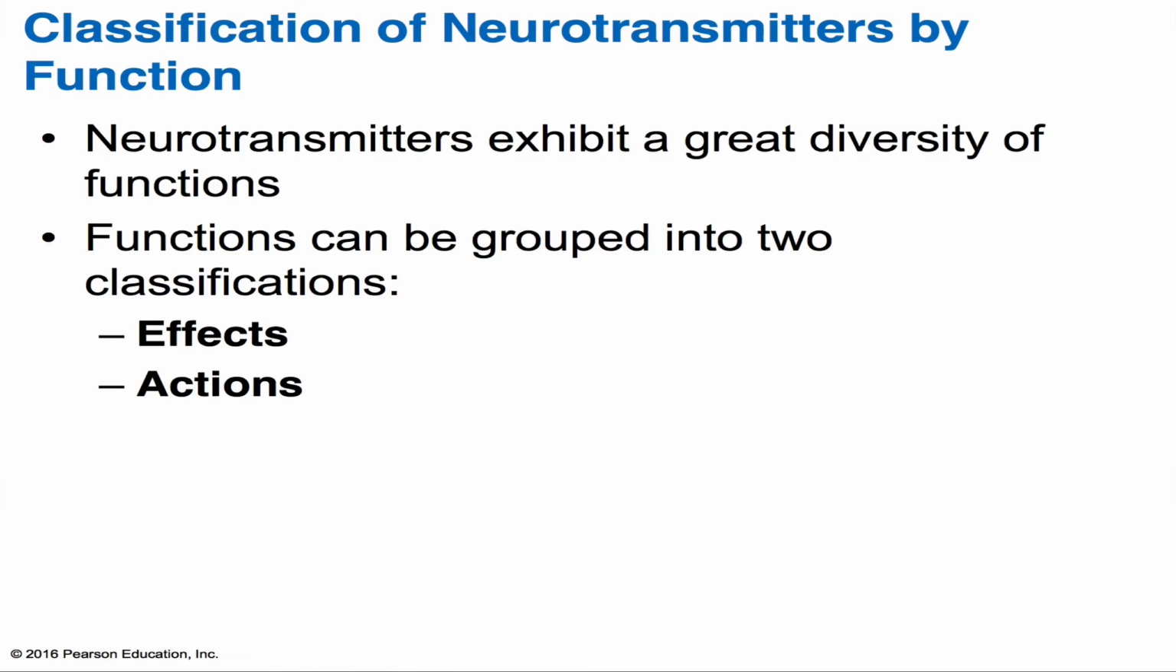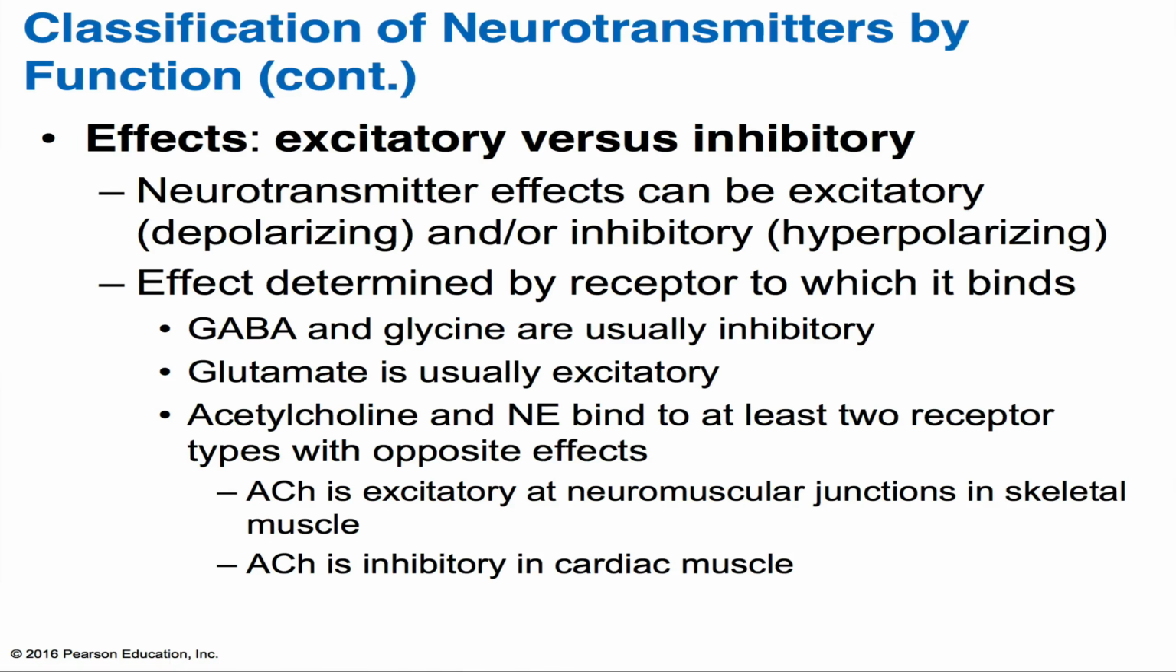Although neurotransmitters have a very great diversity of functions, we're going to be limiting our scope and looking at two things. We're going to be looking at the effects and actions of neurotransmitters. Now, the effects of the neurotransmitters is going to be either excitatory or inhibitory. In other words, either depolarizing or hyperpolarizing. Now, some neurotransmitters can do both things depending on the receptors to which they're attached. For example, GABA and glycine are usually inhibitory, whereas glutamate is usually excitatory.